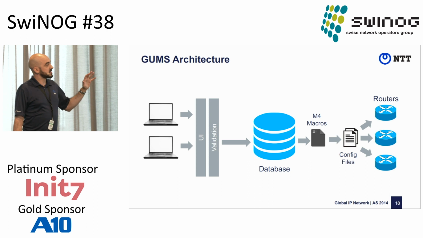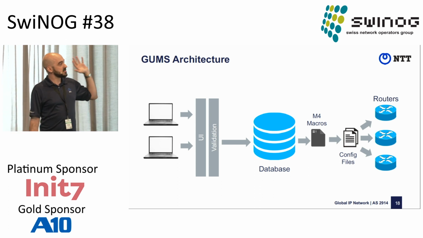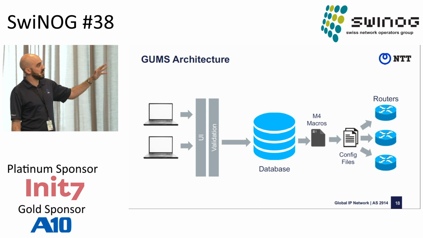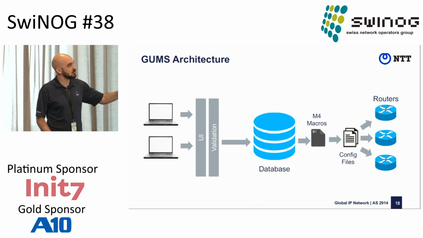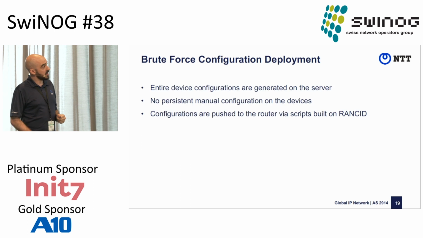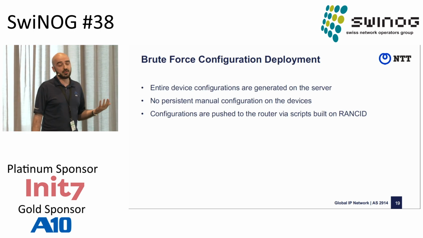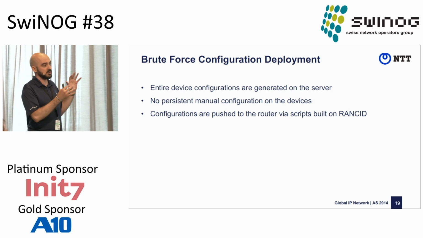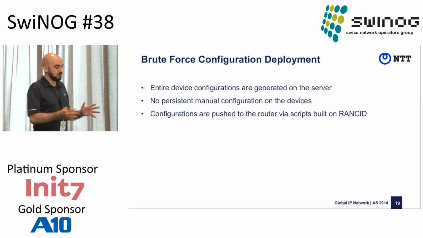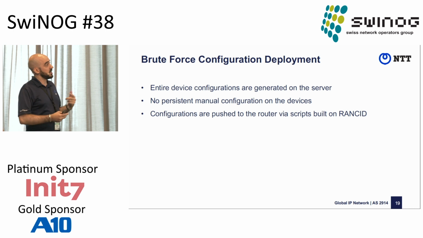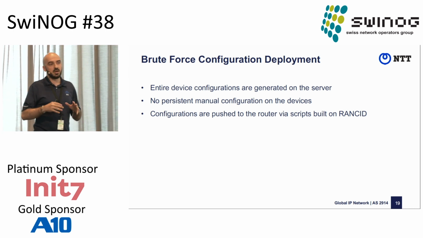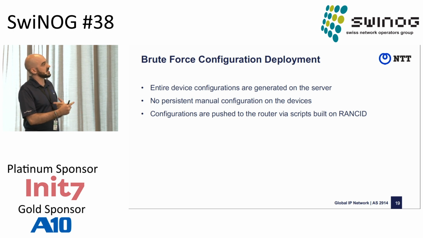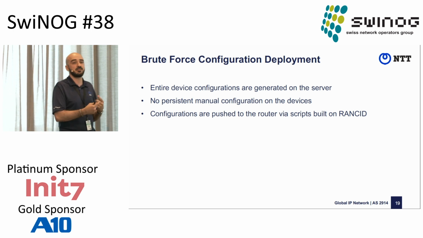So what happens is that essentially the configuration is in the database. All the configuration on the routers is generated on the server side, and afterwards it is pushed to the routers. This happens with something called brute force configuration deployment, where essentially the device configuration generated on the server is pushed to the router, and there is a software called Rancid, which sets this configuration on the devices and also monitors the devices for any change.